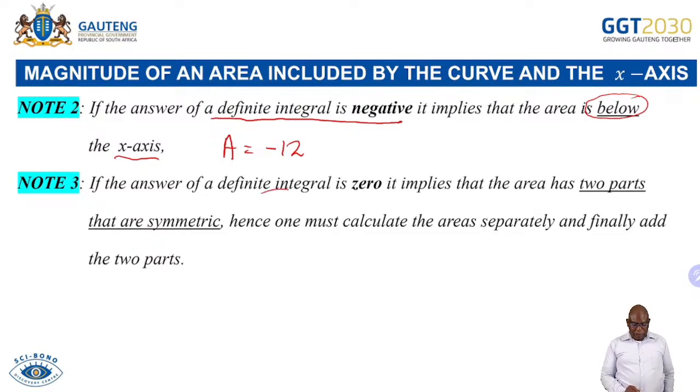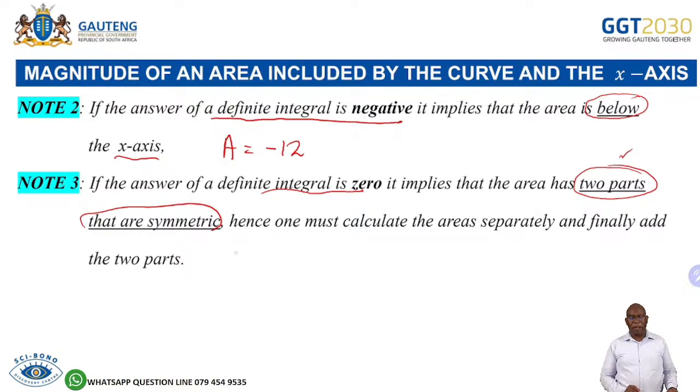Now, if the answer of a definite integral is 0, it implies that it has how many parts? 2 parts. Remember the one that we have done there that gives us a 0? X to the power 4 over 4, we substitute by 1 and minus 1, it gives us a 0. Therefore, if I'm talking about the area, then the area is going to have 2 parts. So in other words, I must add the 2 parts. Those 2 parts must be symmetric, okay? Hence, one must calculate the area separately and finally add the two parts. So we do that question later on.